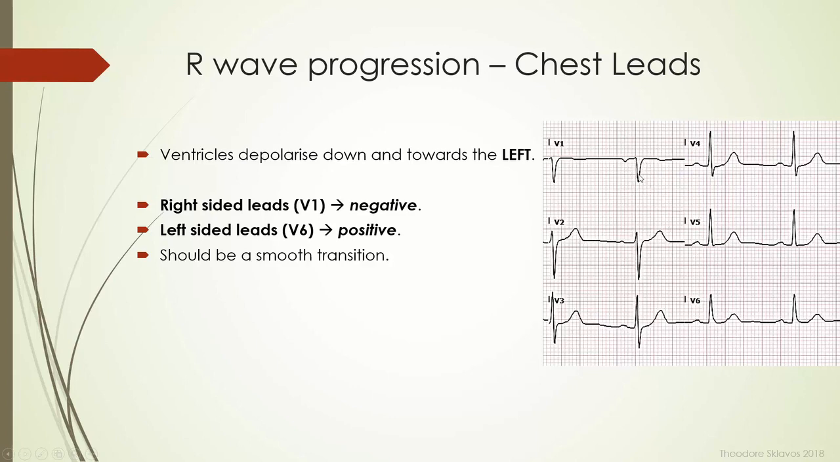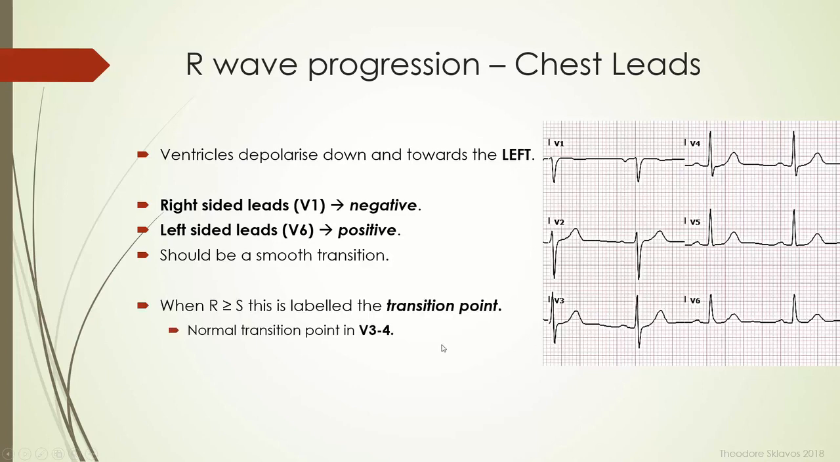So it's predominantly negative with a small R-wave just there. That R-wave gets bigger, and then bigger again in V3, bigger again, and we've lost a bit of S-wave until we're entirely positive by the time we get around here. So this is an example of good R-wave progression. Now, when the R-wave is equal to or greater than the S-wave, then we label this point as the transition point, and normally it occurs somewhere in the middle, V3 or V4, the middle two chest leads.